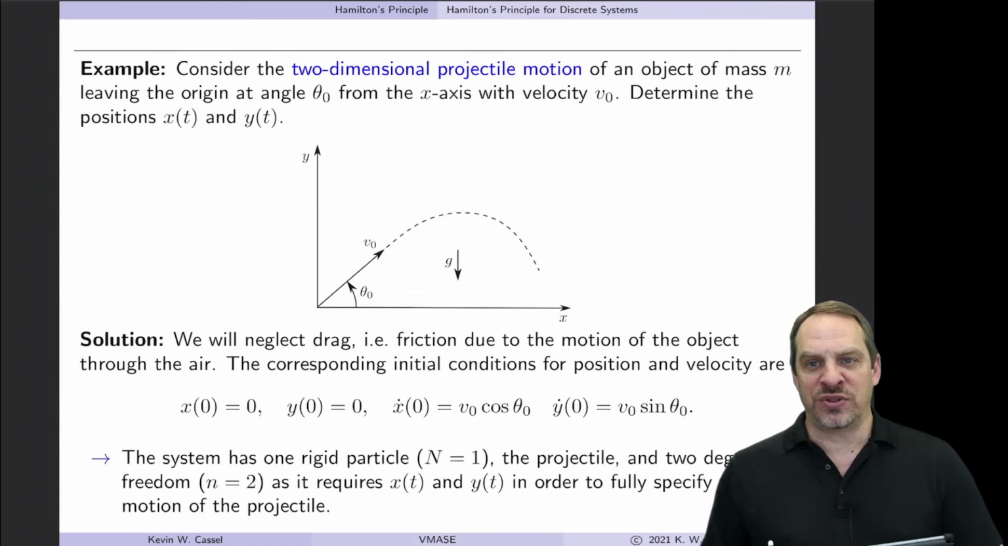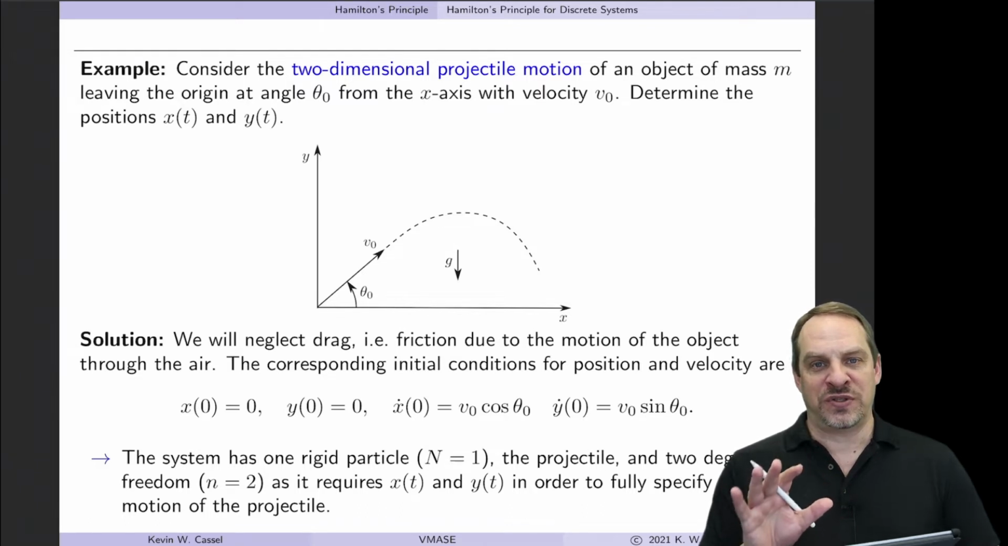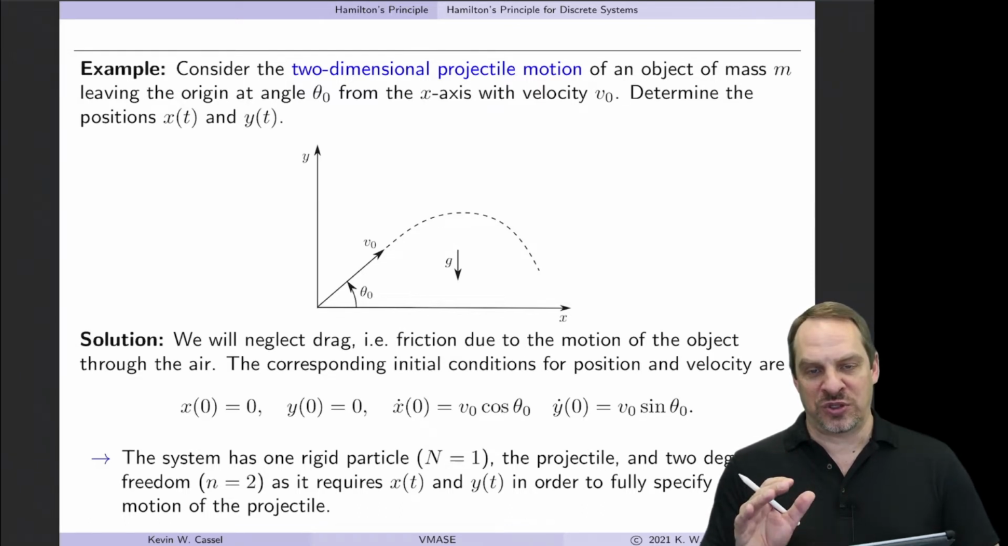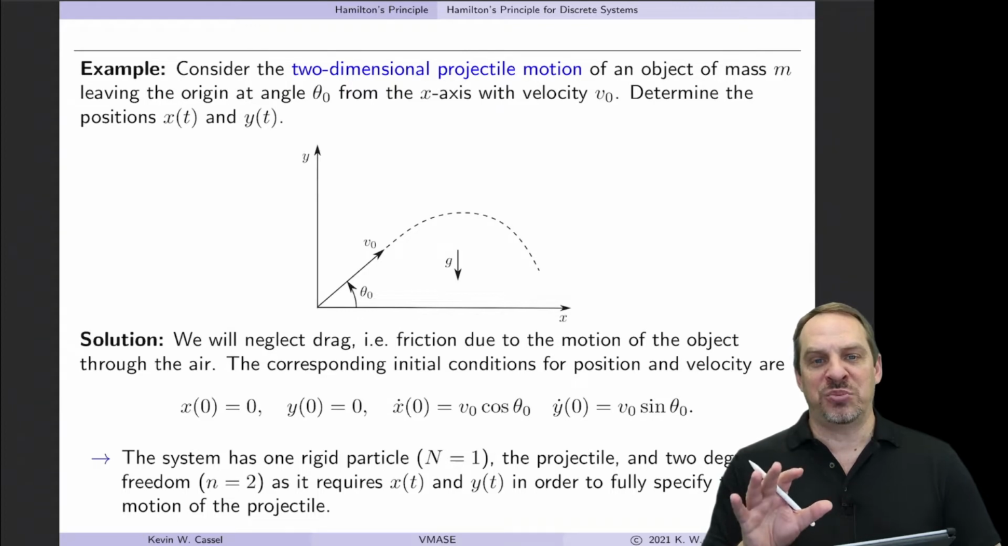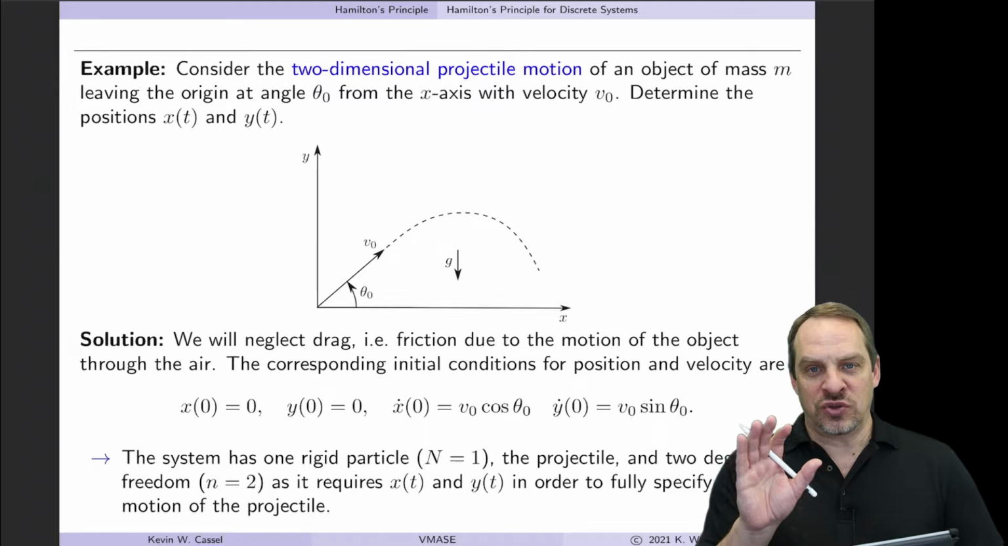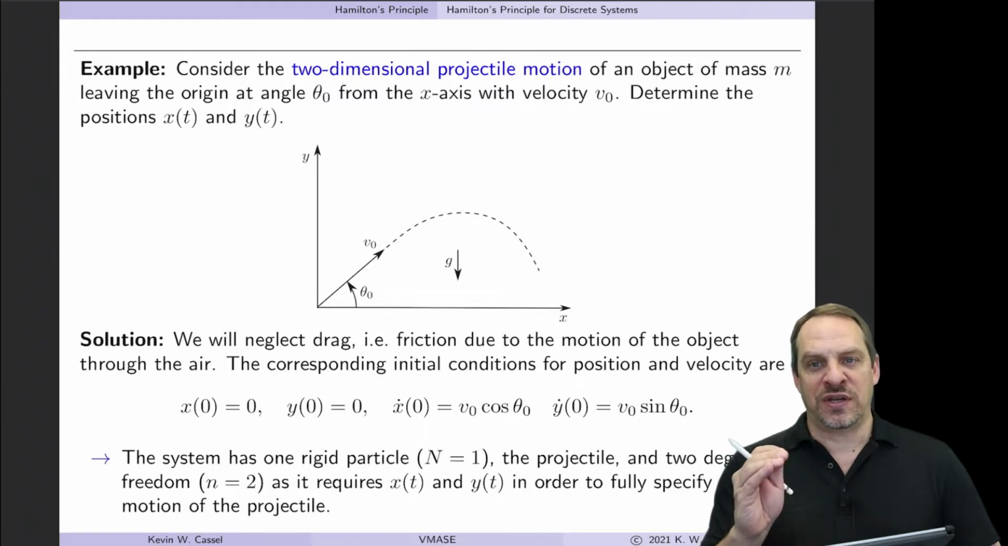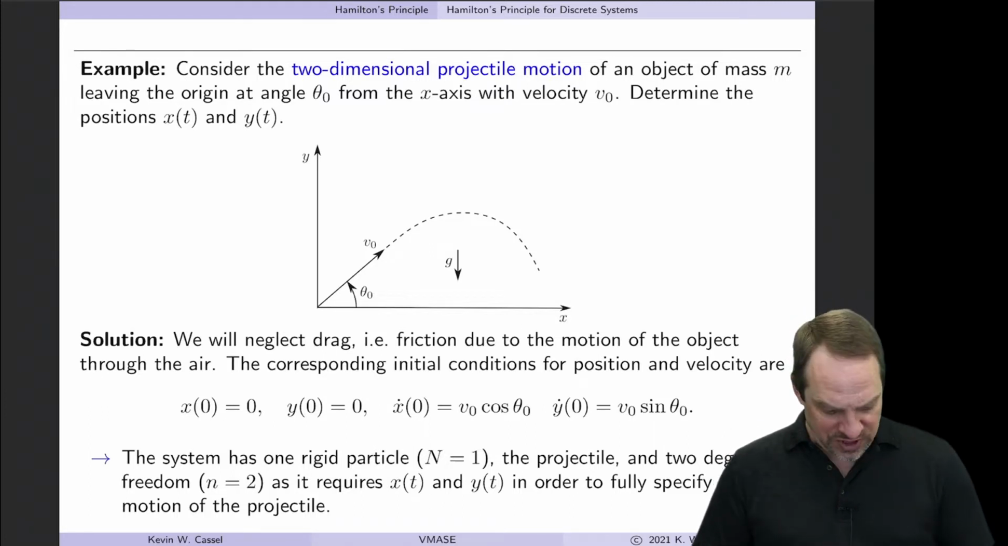And then the third example is also relatively straightforward, but it illustrates one of the properties that I emphasized in the last video of Hamilton's principle, and that is that it is independent of the coordinate system. Unlike F equals ma, the choice of a coordinate system is actually a secondary consideration. We'll see that in our third example.